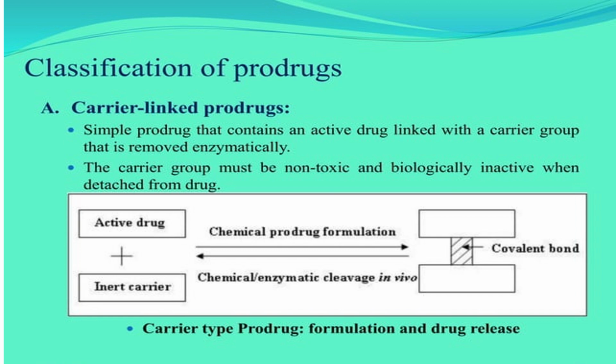So how are we going to represent this diagrammatically? That is active drug plus the inert carrier molecule. They are going to form a complex. That is chemical prodrug formulation, because we are changing the physicochemical properties. So what happens? The chemical prodrug formulation reaches the target location and it will be cleaved in vivo in the circulation. And they are going to cleave the covalent bond which is formed between the drug molecule and the carrier molecule.